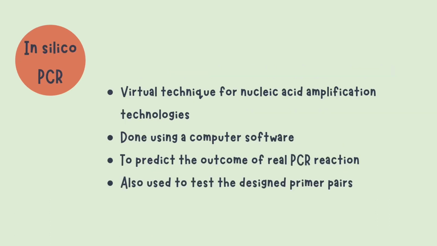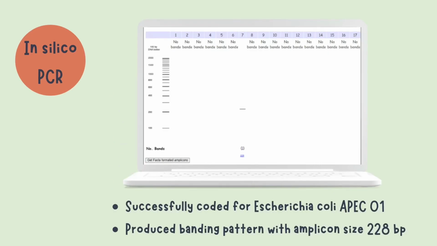In silico PCR is a virtual technique developed for nucleic acid amplification technologies. In silico is done using computer software to predict the outcome of the real PCR reaction. In silico is also used to test the designed primers. It can be seen that the designed primer pairs successfully coded for Escherichia coli APEC O1 and produced a banding pattern with the amplicon size being 228 base pairs.